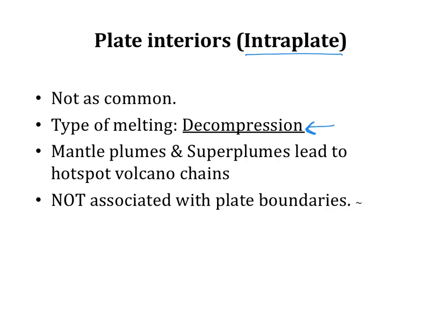We've talked a little bit about mantle plumes. We talked about creating hotspot volcano chains in Chapter 2 when we talked about measuring how fast the plate was moving. So these volcanoes are not associated with plate boundaries. Instead, they're associated with mantle plumes. There are also things called super plumes, and we didn't talk about those when we talked about the hotspot trails, but we'll talk about them now.